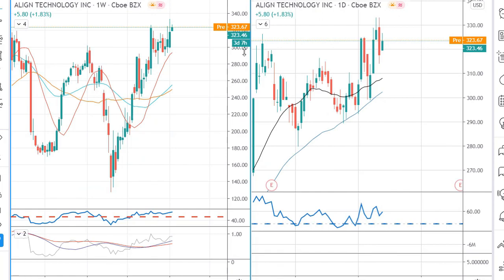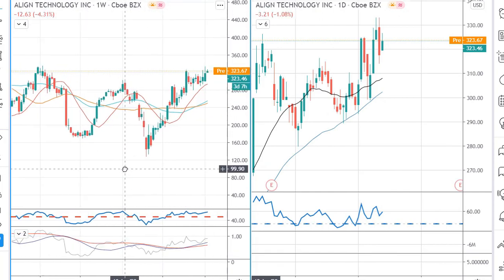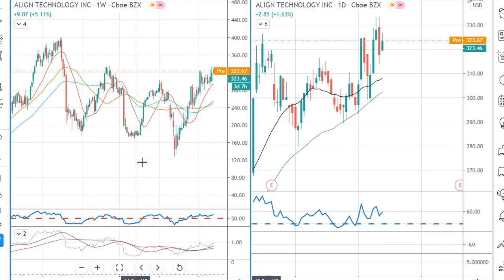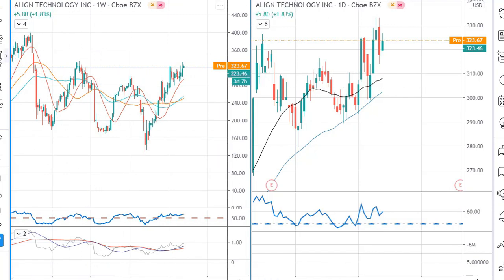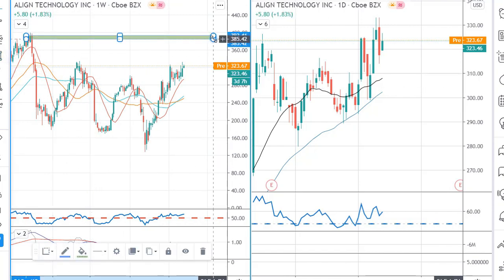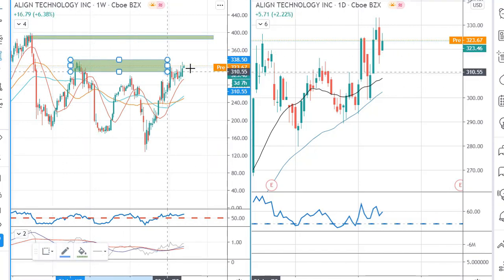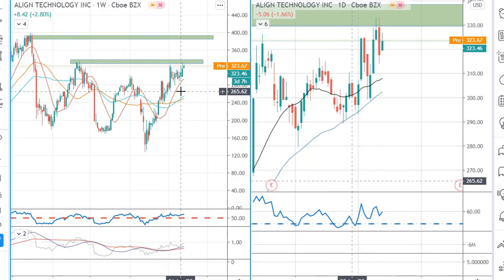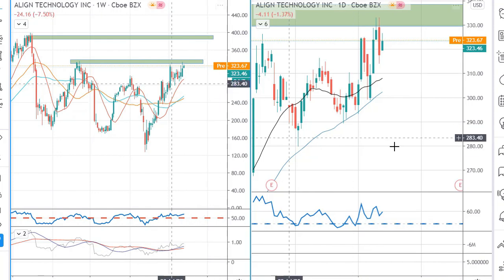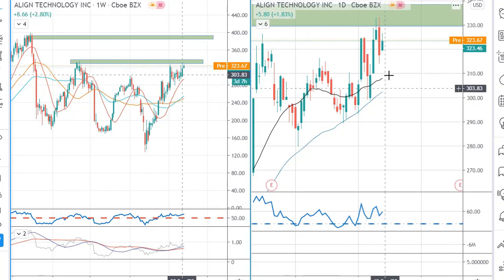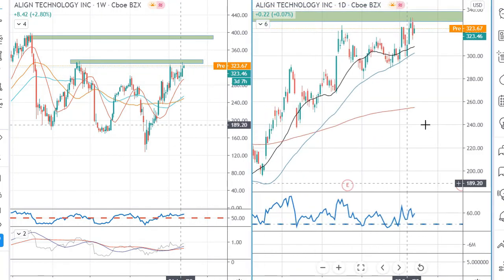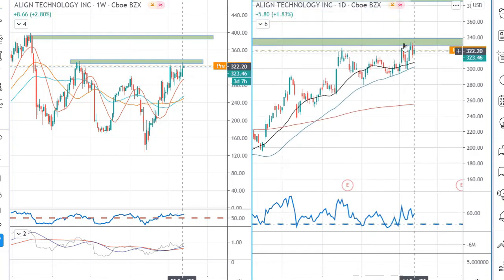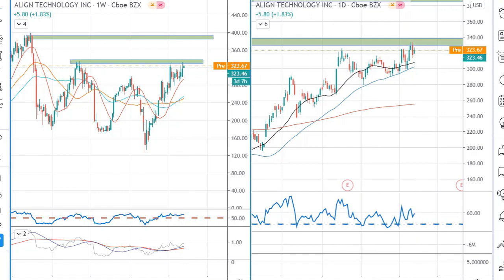Then we have Align Technology. As you can see, the trend is not completely there. It is in a green zone, fair enough, but there are simply too many areas here that people might consider a roof we can hit up against, some resistance. So even though it looks fairly okay on the daily chart, I'm not really going to take it. So Align Technology, not there yet.